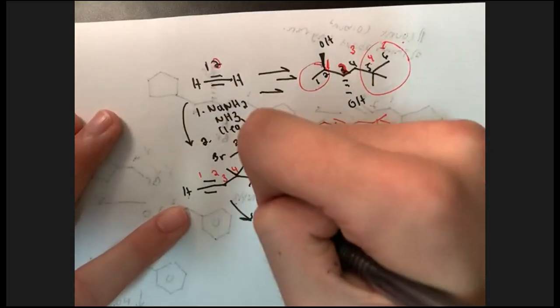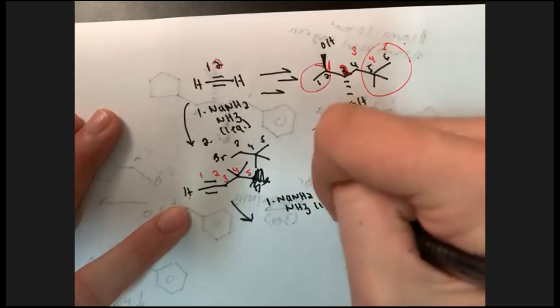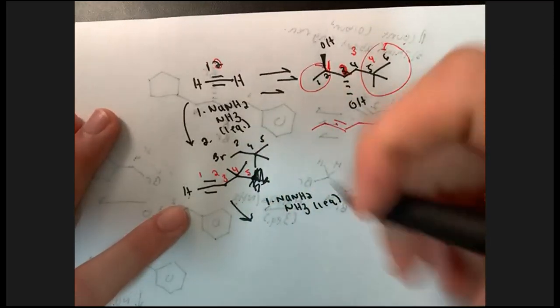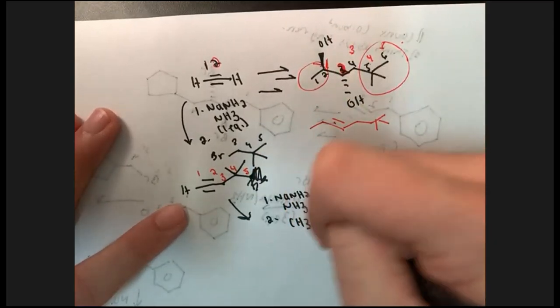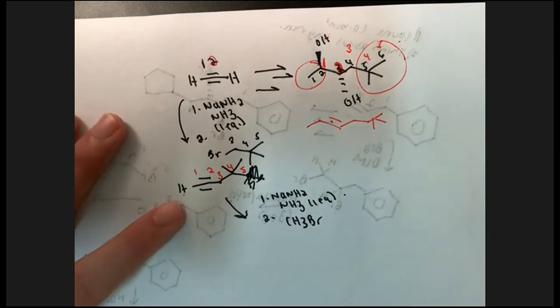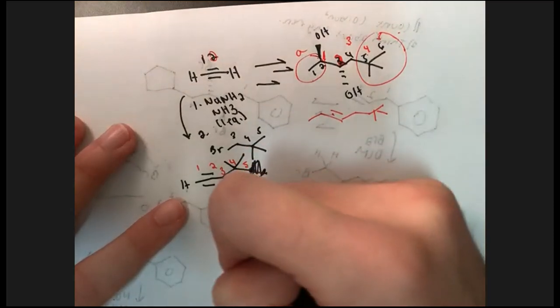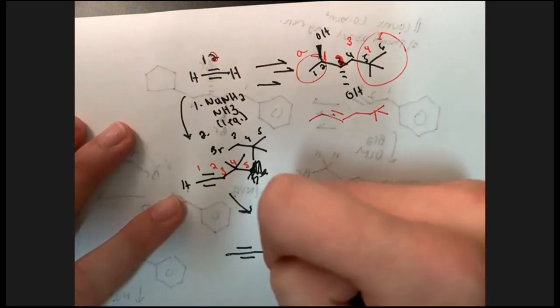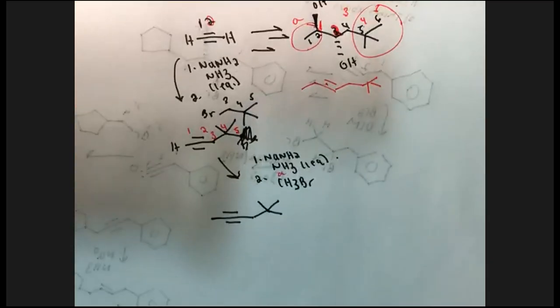So let's do step 1, NaNH2 dissolved in NH3. That's 1 equivalent, okay? And then step 2, we just need to add a methyl group. So that's just 1 carbon. So let's just do CH3Br, okay? Do you see that? Let's call this carbon A. So the result of that is going to be this, okay?